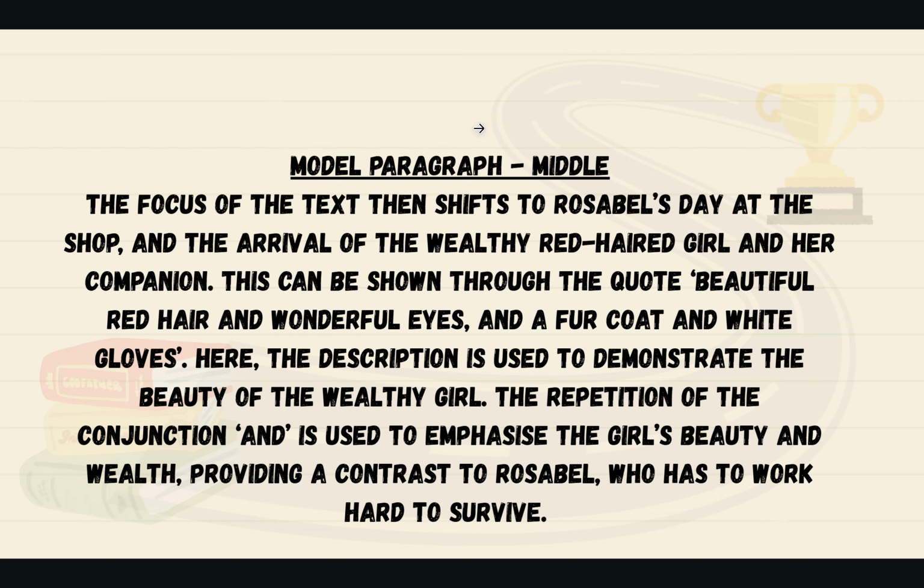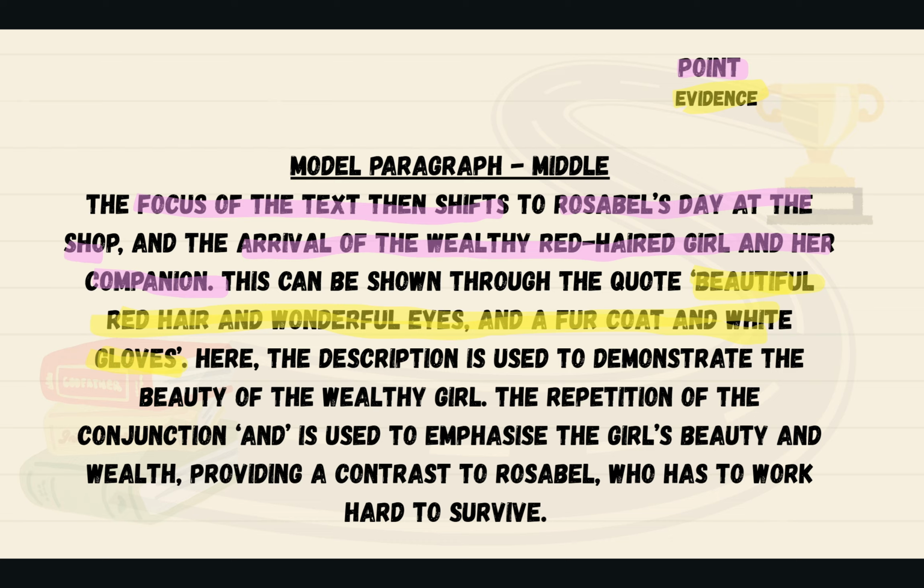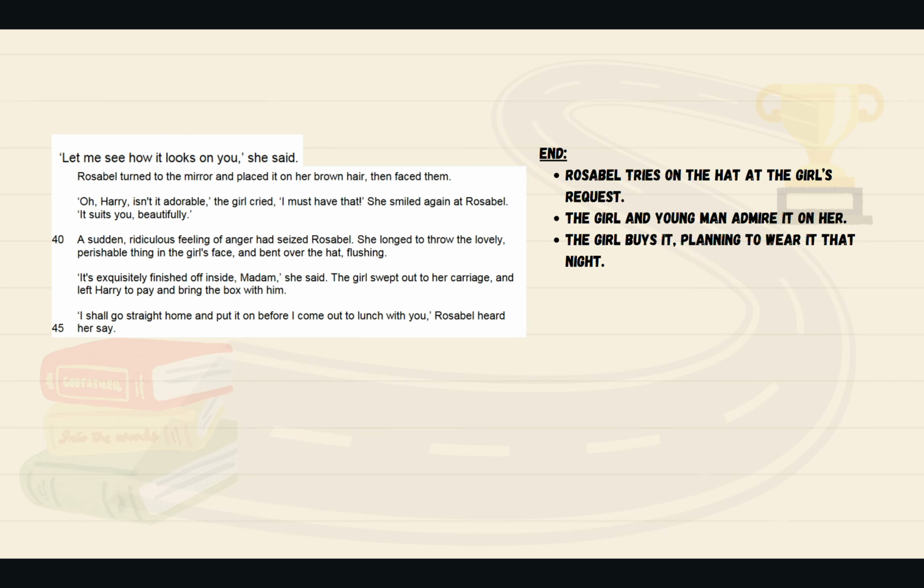So let's have a look then at annotating this paragraph. Here in pink, I've highlighted my point, so the focus on the text about Rosabelle's day at the shop and the arrival of the wealthy red-haired girl and her companion. In yellow, I've highlighted the evidence, so the quotes I've used. Here it's beautiful red hair, wonderful eyes, and a fur coat and white gloves. In orange, I've highlighted my explanation, so I've put the description is used to talk about her beauty, and the repetition talking about emphasizing the girl's beauty and her wealth, and it shows a contrast to Rosabelle, who has to work hard to survive.